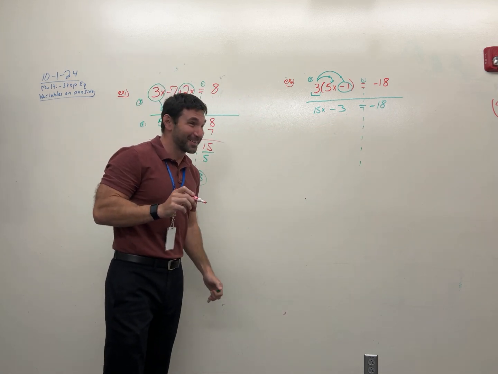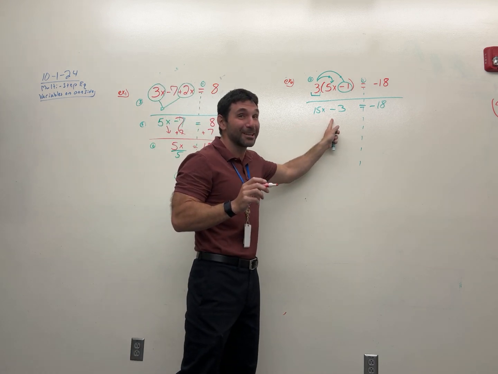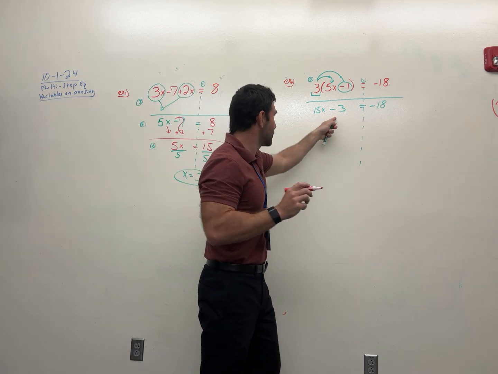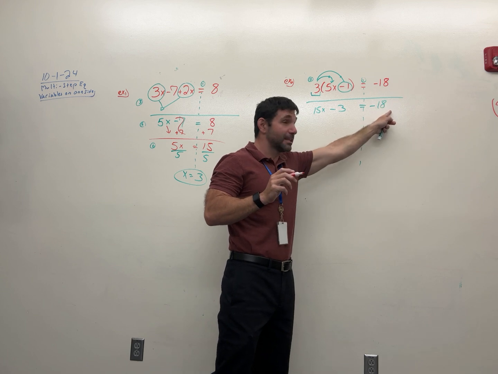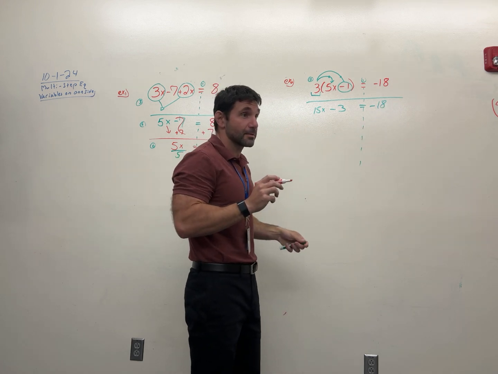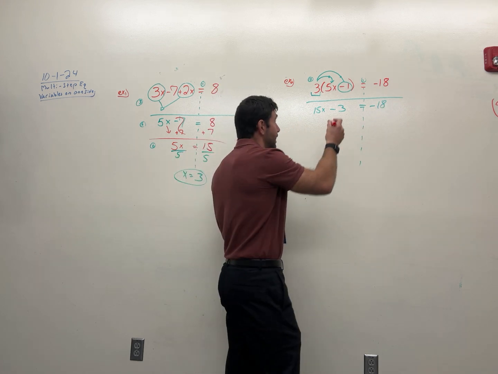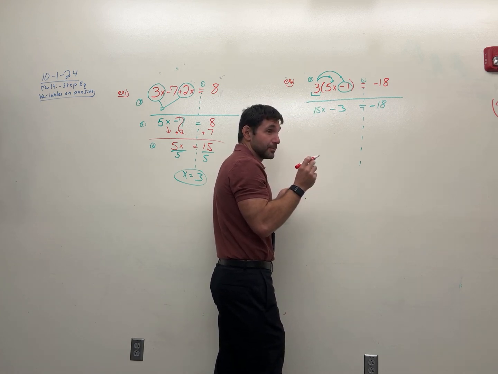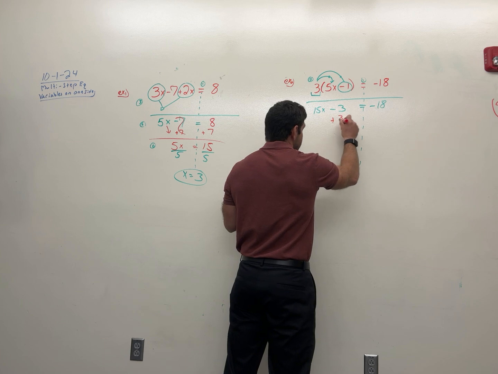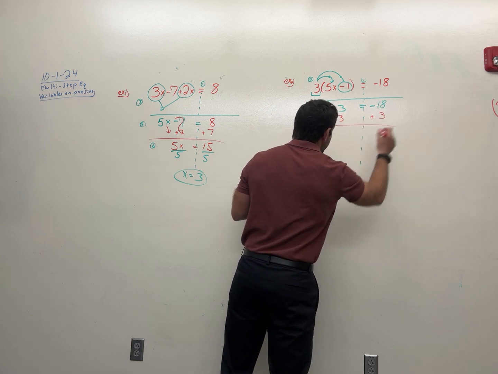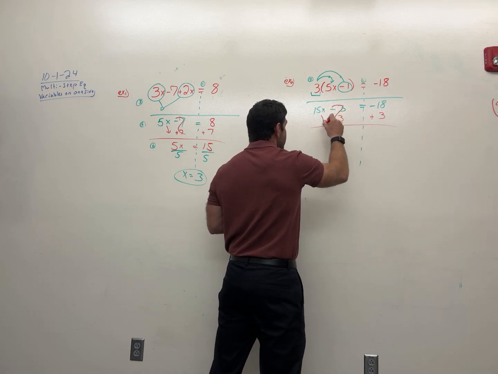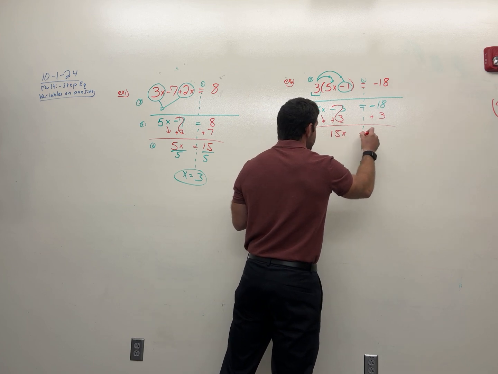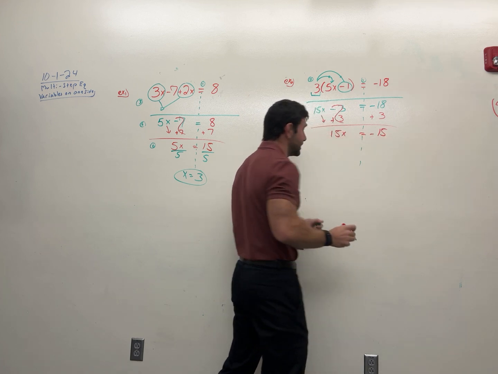So am I moving the negative 3, Kindle, or the negative 18? Do I want to move the negative 3 this way, or the negative 18 from this side towards the x? Negative 3. Yeah, we're going to move the negative 3. What's the opposite of negative 3? Positive 3. We're going to add 3 to both sides. Negative 3 plus 3 is 0. 15x comes down equals negative 15.